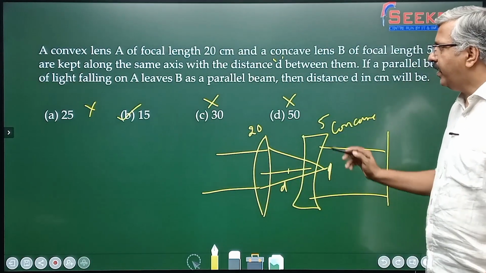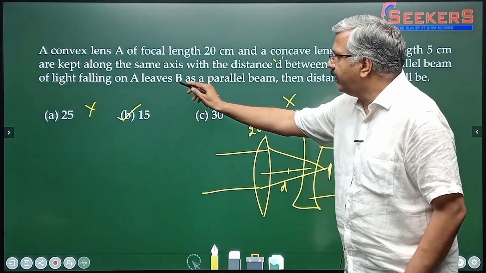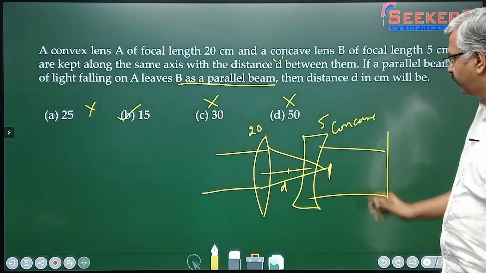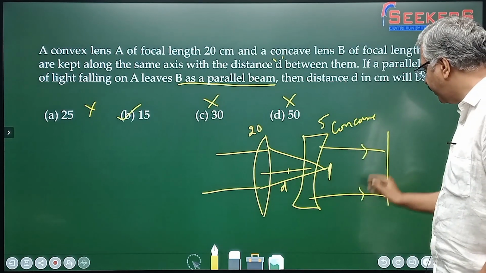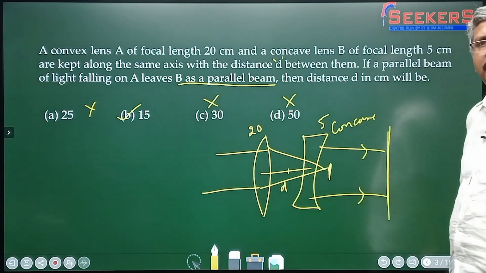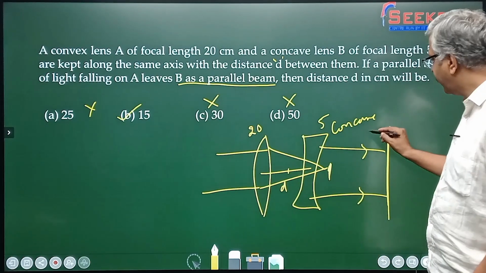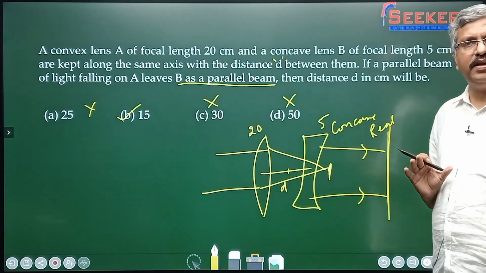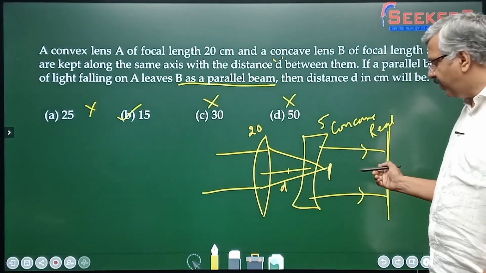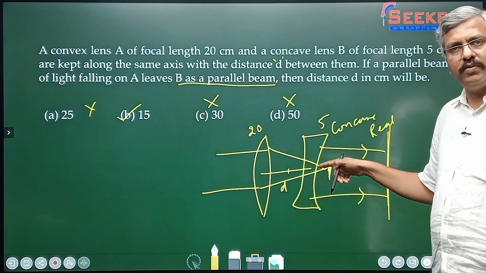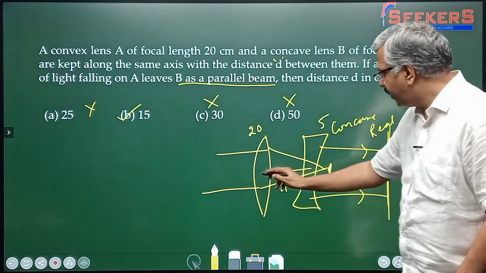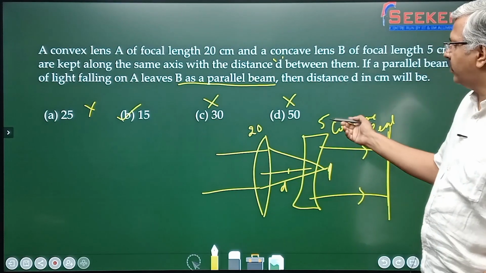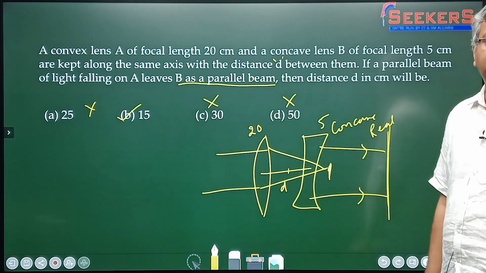See, what is given? A ray of light which falls on A leaves B as a parallel beam. If it leaves B as a parallel beam, then if we put a screen here we would get an image. So it is a real image. Now, a concave lens will never give a real image for a real object. So if it gives a real image, the object should be virtual, and the distance between the two lenses should be less than 20. Looking at the options, only one answer is less than 20.